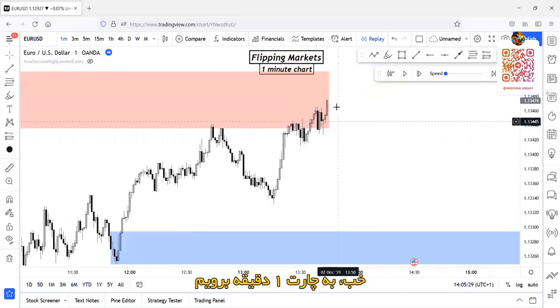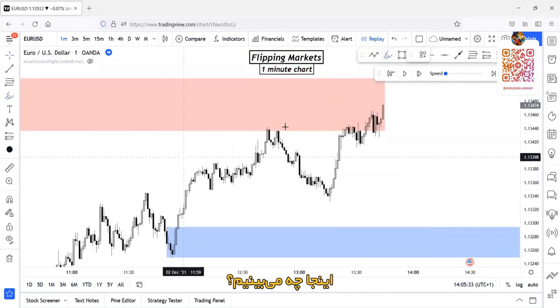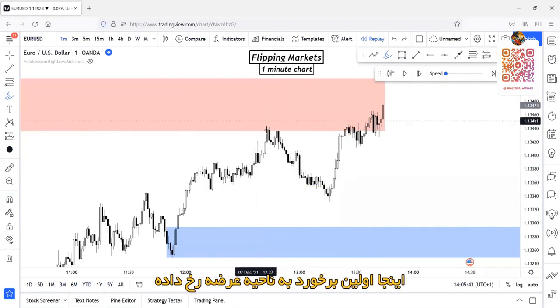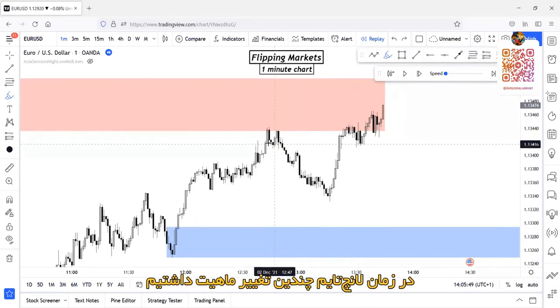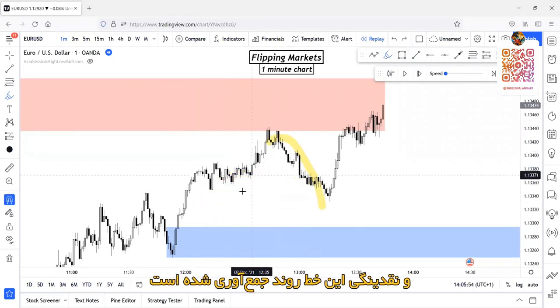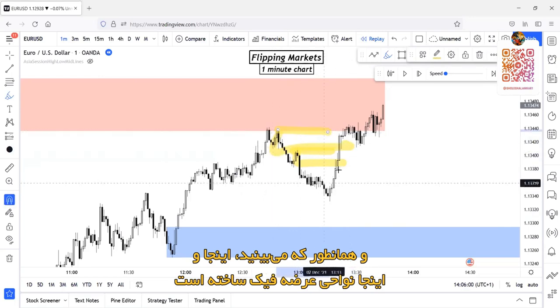Right. So what can we see here? Actually, this movement happened in lunchtime, yesterday in lunchtime. So we had the first tap of the 15-minute supply zone. And after the tap of the supply zone, lunchtime changed character here, swept that liquidity trend line from here, and created fake order blocks, fake supply zones here and here, as you can see.